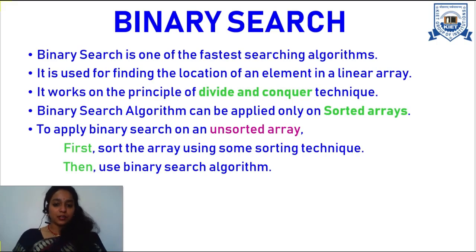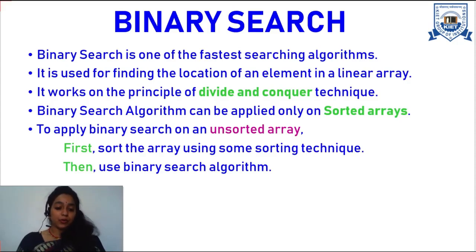So the first topic, binary search. Binary search, as compared to linear search, is one of the fastest searching algorithms. It is used to find the location of an element in a linear array. The basic principle for binary search is the divide and conquer technique, and the restriction is that the binary search algorithm can only be applied on sorted arrays. That is, if your array is sorted, then only we can apply the binary search algorithm.